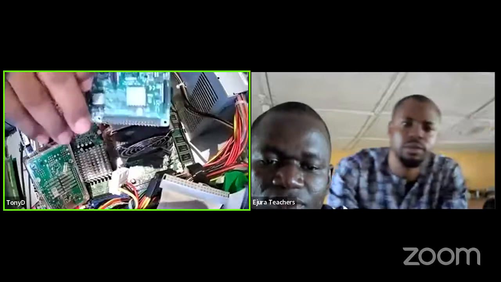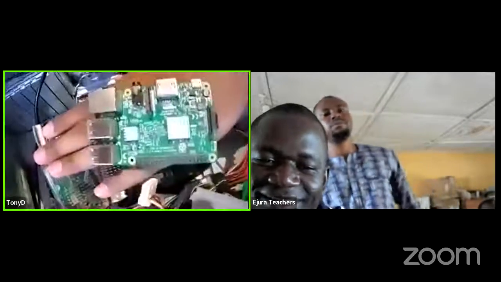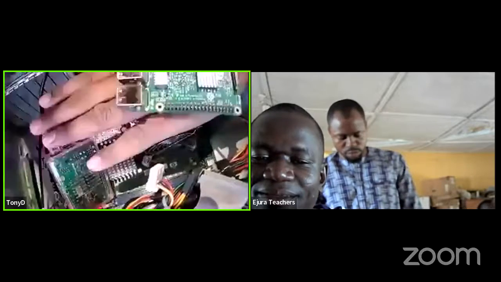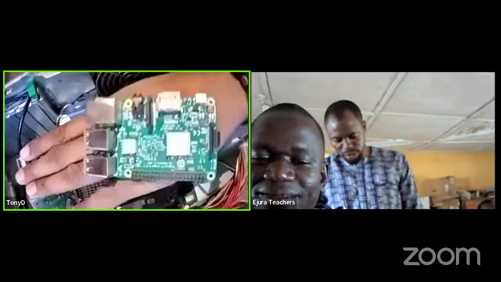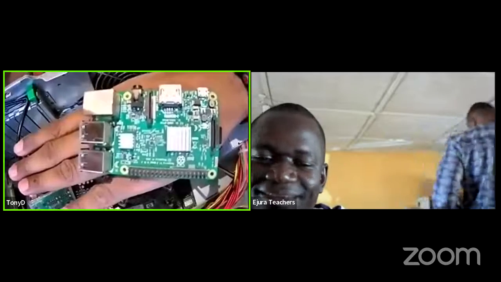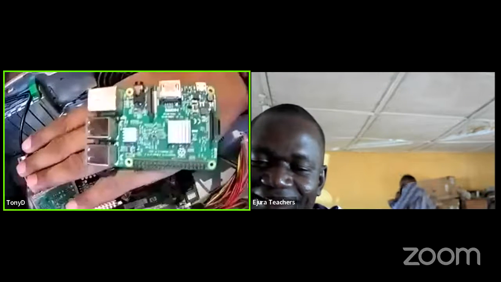So this is the computer. Look at how big it is. I don't have a big hand, it's just that the computer is small, and that makes my hand look so big.